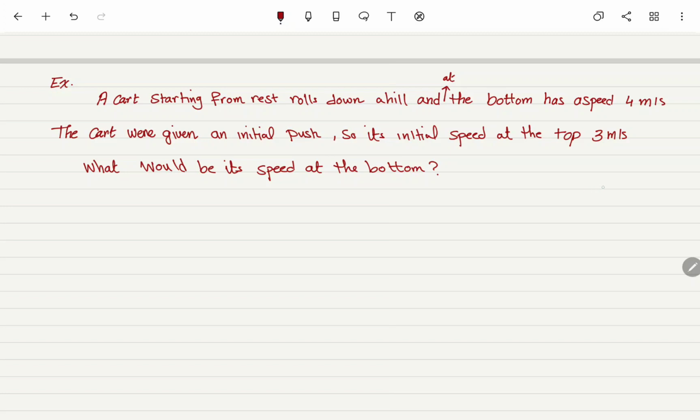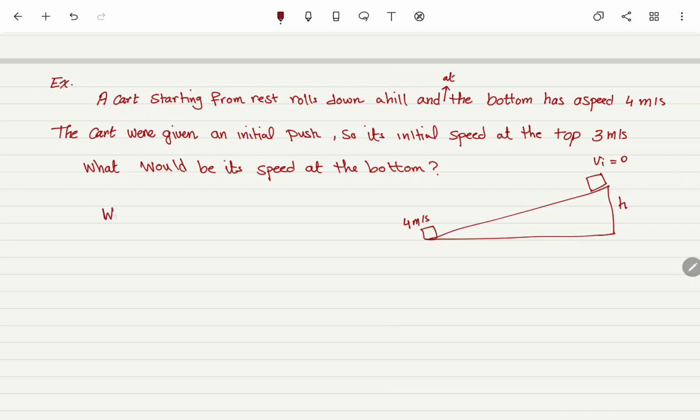Now let's sketch the situation. So we have here a ramp or a hill, and here we have this cart. At the first stage it starts from rest. It means v initial equals 0, so we only have h here. Now at the bottom the speed is equal to 4 meters per second. Now we will use this information to find the height of this ramp or hill.